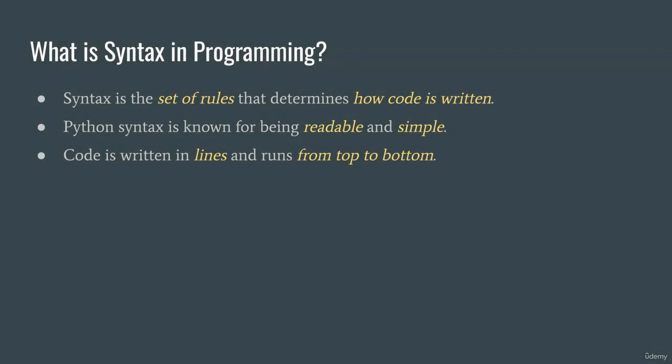Syntax is essentially a set of rules that defines how code should be written, like a language's grammar. In Python, the syntax is designed to be clean and easy to read, making it beginner-friendly. Each line of code is executed in sequence, running from top to bottom. This structure helps make Python code both logical and straightforward.